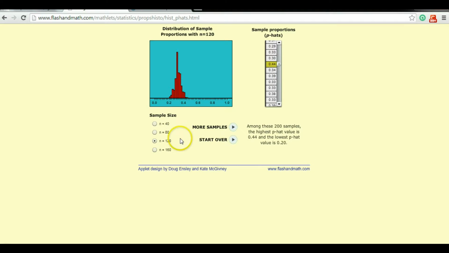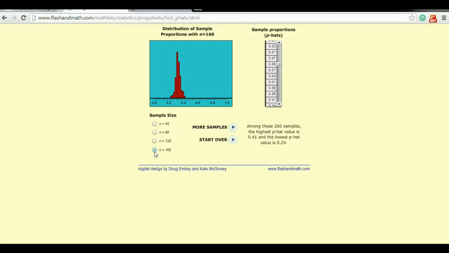0.44. So what happened when we took a larger sample? Well, what happened is the variation decreased. When you take a sample size of 40, you get a wider distribution. When you get a sample size of 120, you get a narrower distribution. And then with 160, you get an even narrower distribution than that. So what that means is that the larger the sample size we take, the less variation. Okay? So we would kind of expect that intuitively if you think about it.